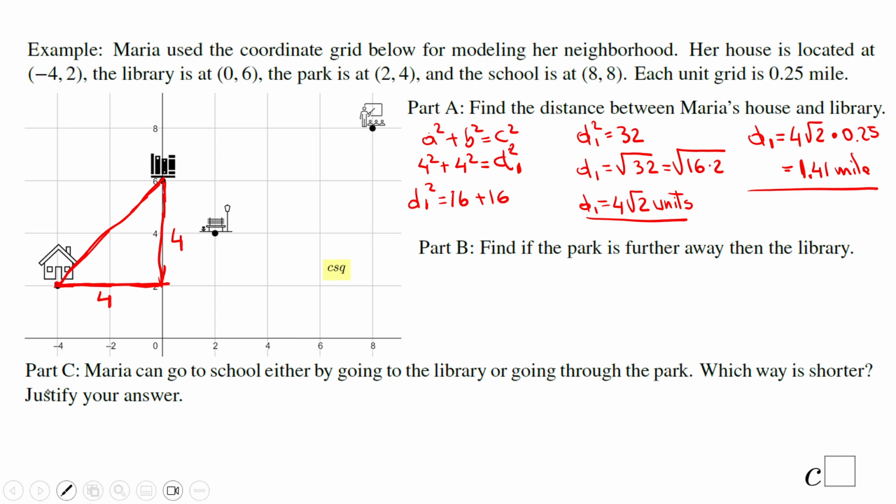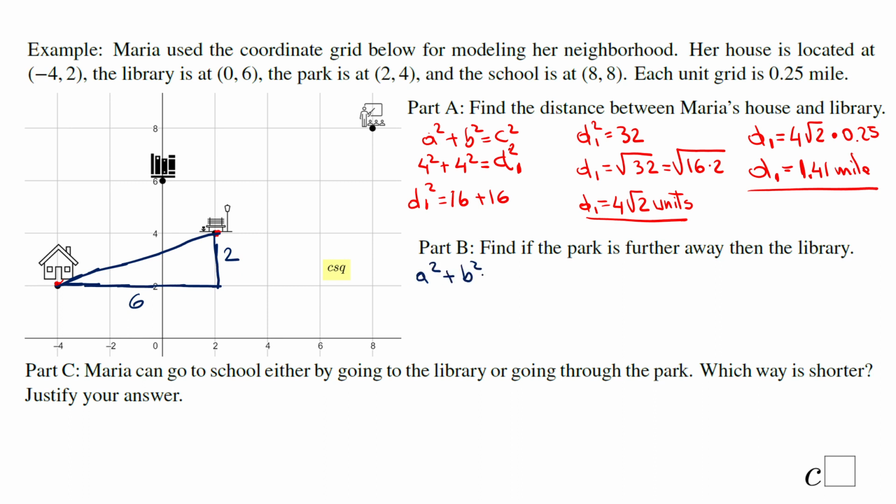Okay, now let's move to the second part, part B, where we need to find if the park, which is right here, is further away than the library. So I'm going to use pretty much the same approach. I'm going to erase this stuff here. We don't want to get confused. I'm going to change the color, and I'm going to need to find this distance. And can I use again the Pythagorean theorem? Of course I can. This is the triangle, and let's take a look. We have 6 units here. Remember, it goes by 2, and here we have 2 units. So other than that, it's the same type of approach.